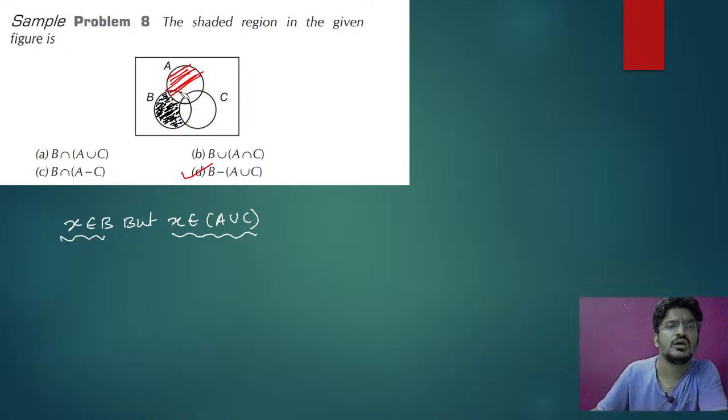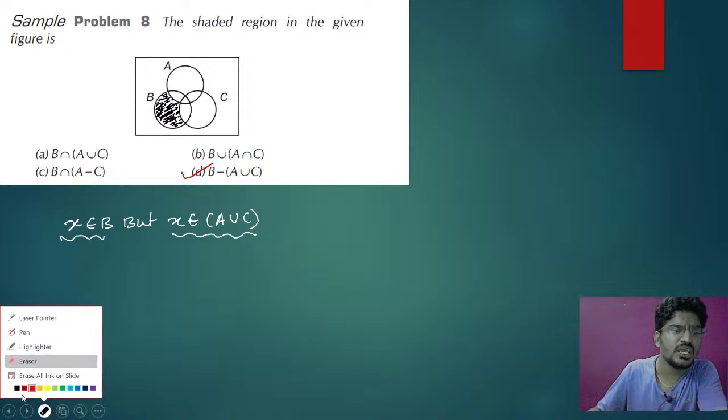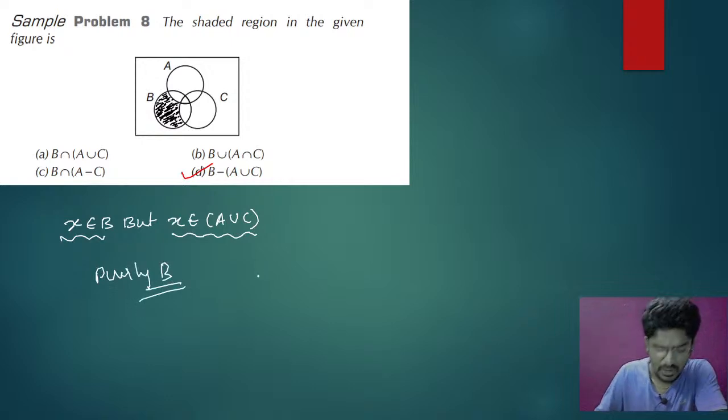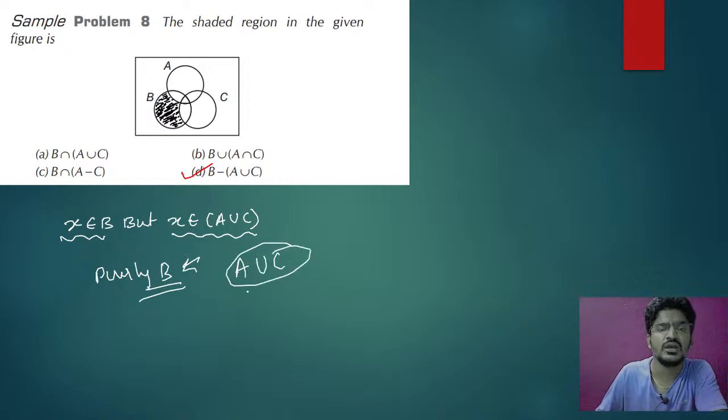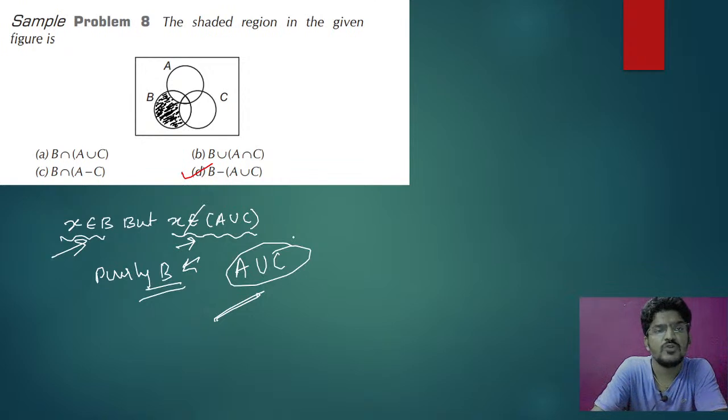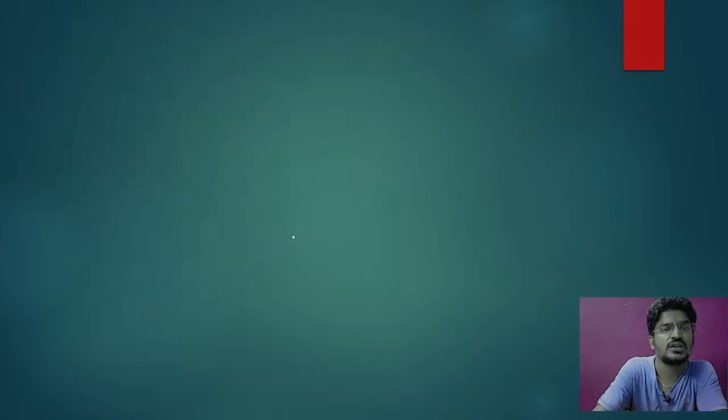See here, I need this shaded region. So if I want to describe this shaded region, it is purely B. Okay, what is the meaning of purely B? In this B, there are no elements of A, there are no elements of C. That means elements are present in B but not in A union C. Therefore, option D is the correct answer. Clear?